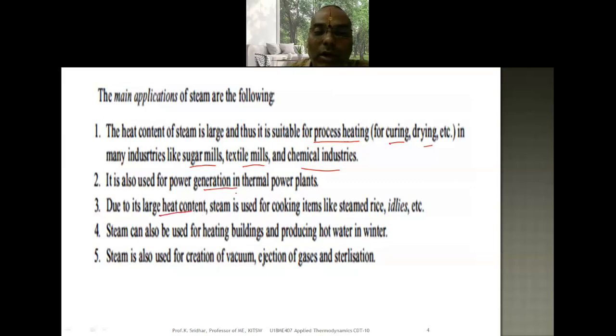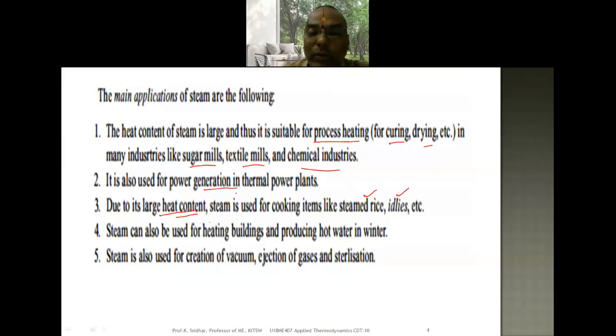Because of its larger heat content, steam is used for all types of cooking items like steamed rice and idlis. Whenever you go to the main pilgrimage centers like Tirupati, Yadagirigutta, Vemulawada or Shirdi, they use steam for cooking steamed rice, and similarly dal, sambar and idlis. A lot of energy is saved by using steam.